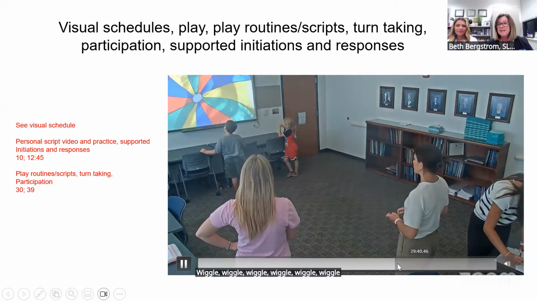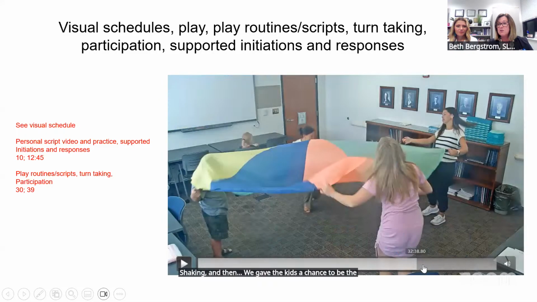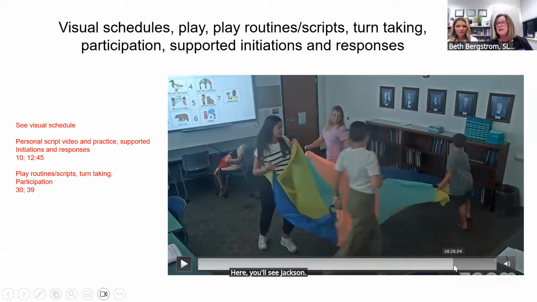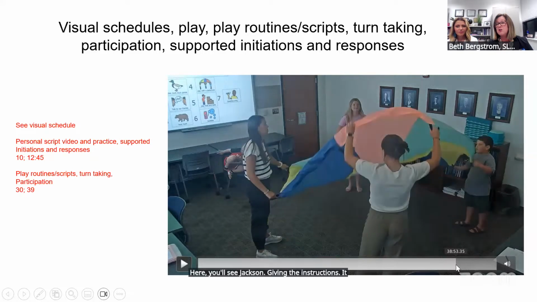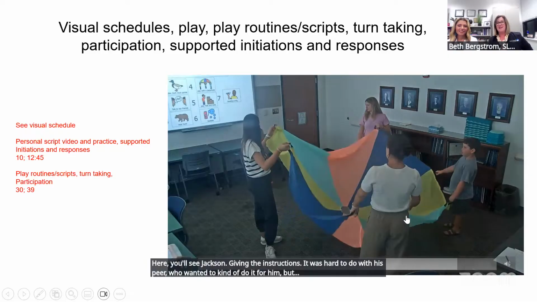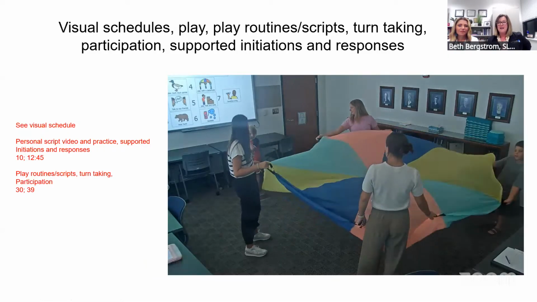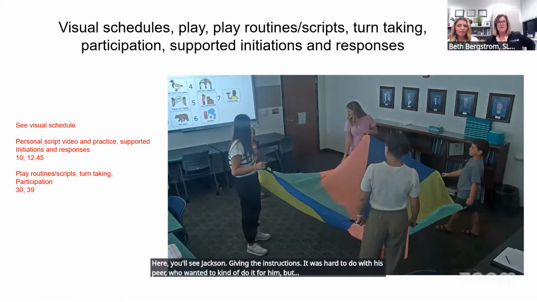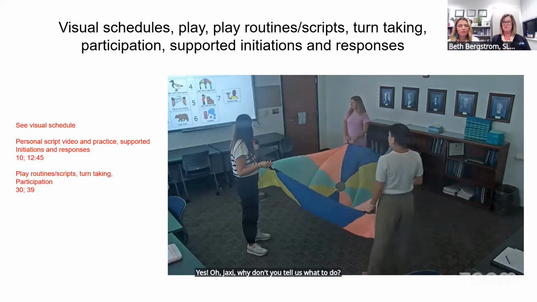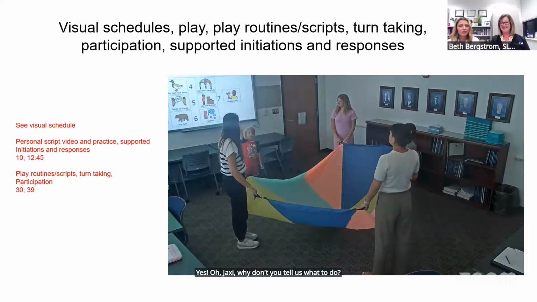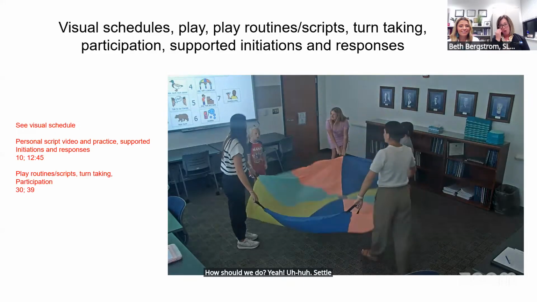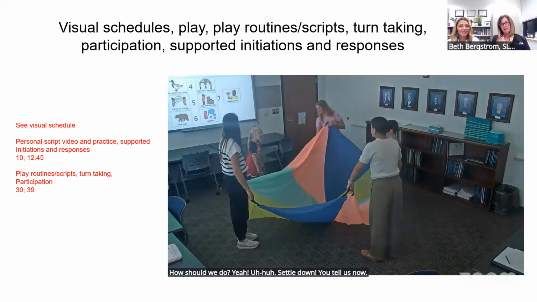We gave the kids a chance to be the leaders. So here you'll see Jackson giving the instructions. It was hard to do with his peer who wanted to kind of do it for him. Oh, Jackson, why don't you tell us what to do? What should we do? Up. Down. You tell us now. Up.